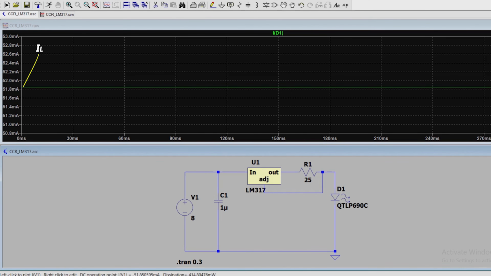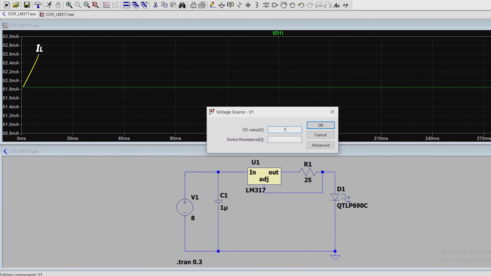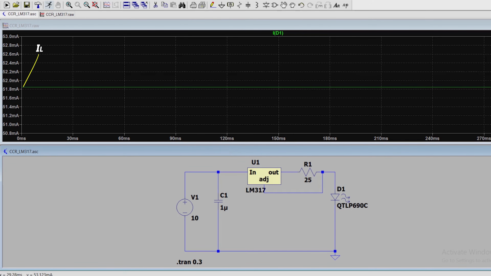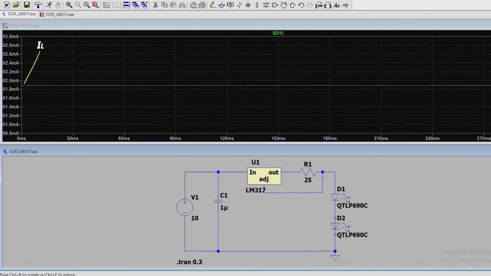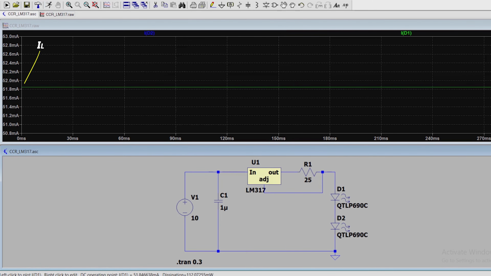If we change the input voltage from 8 volts to 10 volts, still the output current is 50 milliamperes. And now, if we add one more LED, that means if we change the load, still the output current remains same.